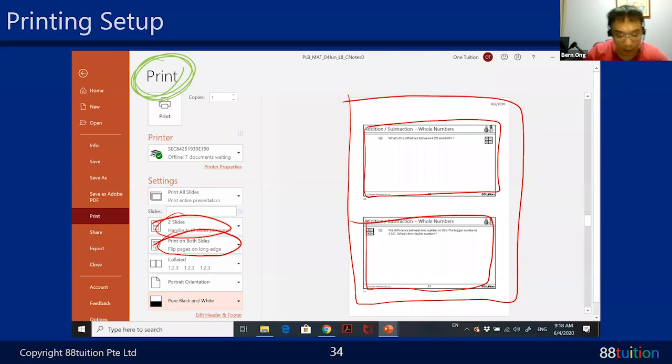And in terms of printing, please select pure black and white. This one is very important. Select pure black and white if you are printing that. If you select pure black and white, you can see that the questions are just pure black and white like that. Cool? Instead of trying to print out the color. Don't waste ink and all this. So this is for the printing.